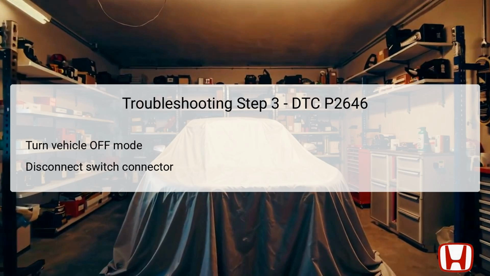Begin by turning the vehicle to off or lock mode to secure the electrical systems. Disconnect the 2P connector to the rocker arm oil pressure switch. This step is crucial to isolate the component for better diagnosis.